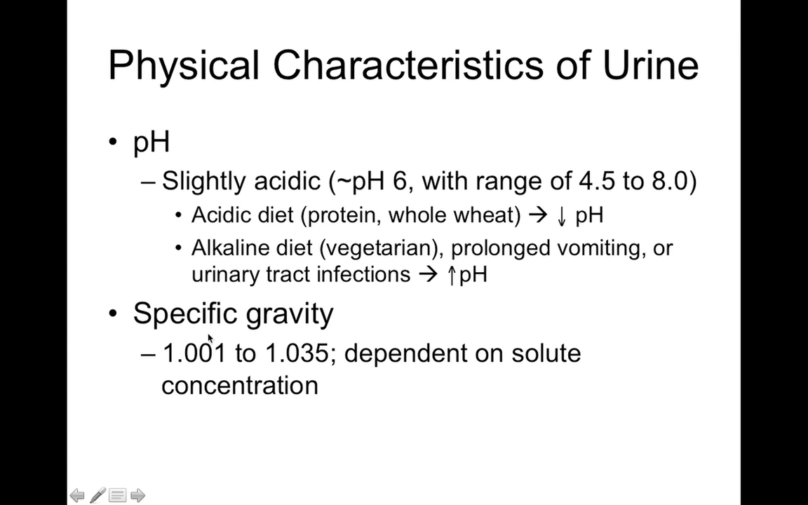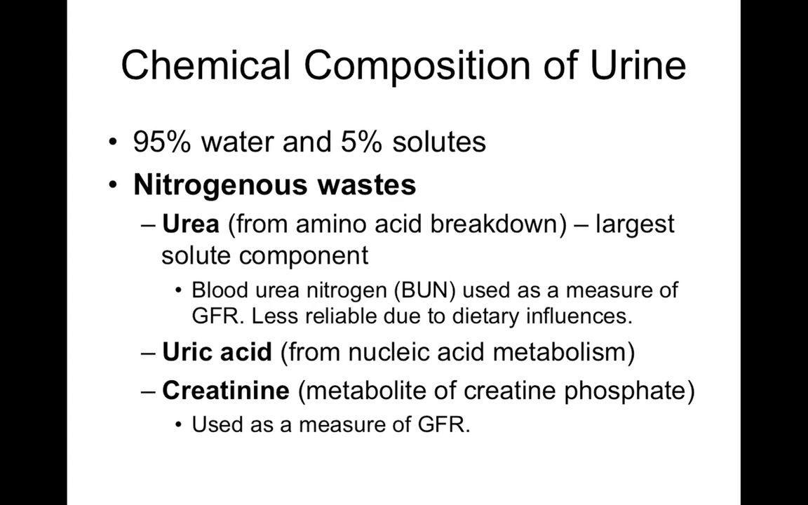Also, urine should have a specific gravity that ranges between 1.001 and 1.035, and this is going to be a measure of solute concentration. Now, if someone's specific gravity is really high, that suggests they have too many solutes in their urine, and that may indicate infection or trauma. Specific gravity should normally fluctuate with changes in blood pressure. If someone has a fixed specific gravity of urine, that indicates kidney disease.